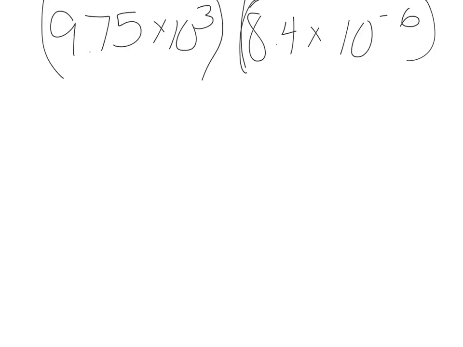Here's one more multiplication example. 9.75 times 10 to the third times 8.4 times 10 to the negative 6th. So I'm going to do 9.75 times 8.4 first. I have 81.9. Now, if I add these exponents together, 10 to the third times 10 to the negative 6th, that would be 10 to the negative third.